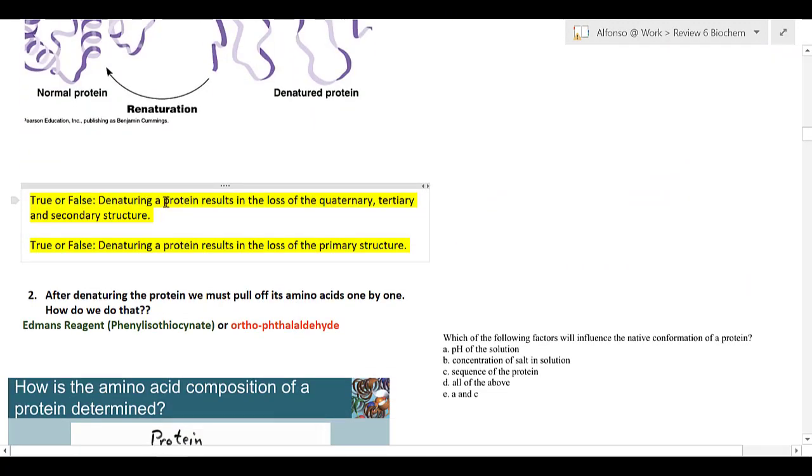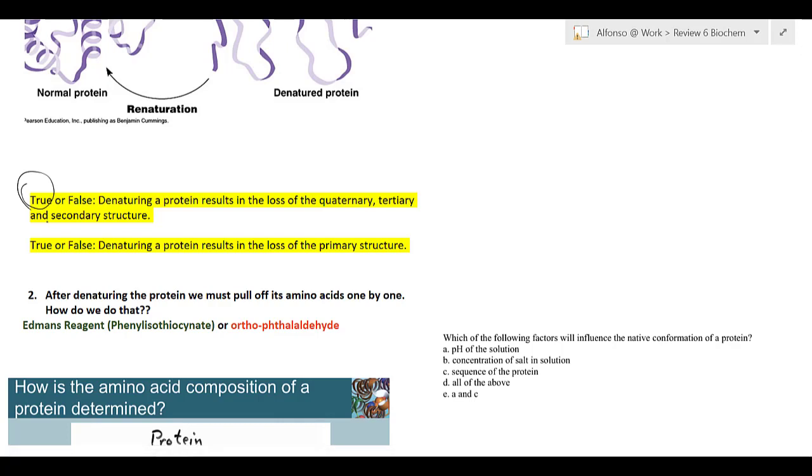Okay, so true or false? Denaturing a protein results in the loss of the quaternary, tertiary, and secondary structure. That is true. So yes, if you denature a protein, you will lose the quaternary, tertiary, and secondary structure.